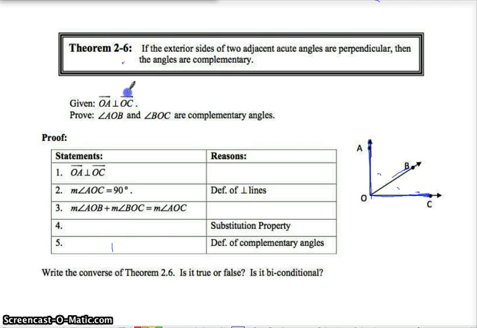So what's the given? The given is that the exterior sides are perpendicular. OA is exterior, OC is exterior, so these rays are perpendicular to each other. So that's given. How do we then know that the measure of AOC is 90 degrees? Well, that's the definition of perpendicular lines, right? If two lines intersect and are perpendicular, then the angle formed is 90 degrees.